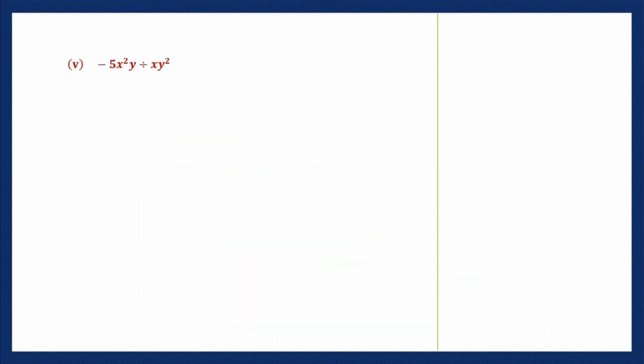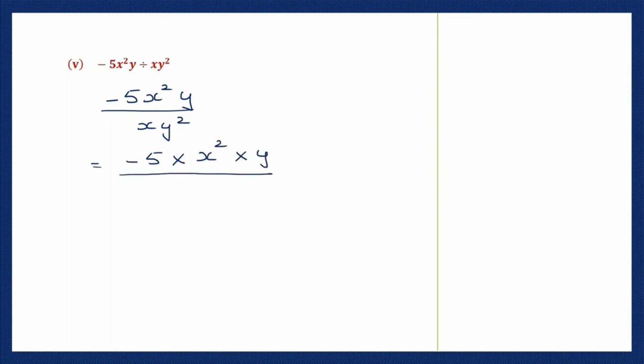So question 5. Minus 5x square y divided by xy square. So this is equal to minus 5 into x square into y divided by x into y square. So let's continue to use the exponent law. So minus 5 into x to the power of 2 minus, and this is 1, so minus 1 into y to the power of, this is 1.